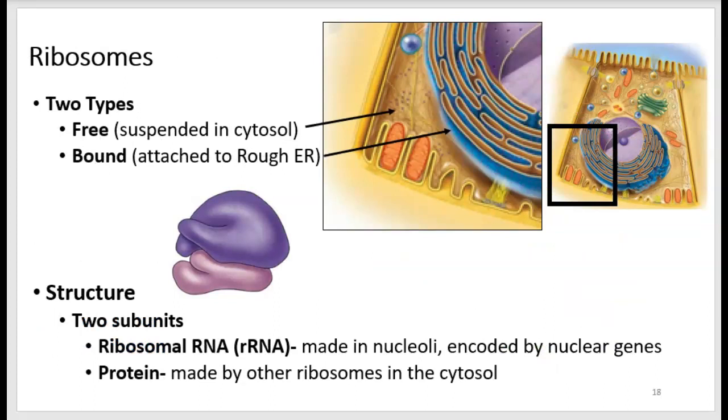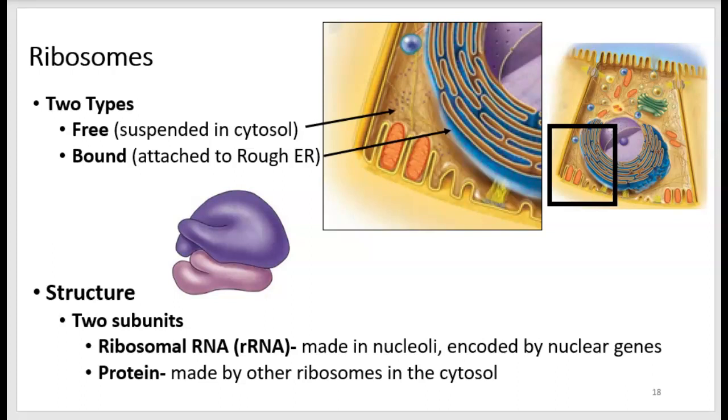Now let's look at the role of ribosomes, since they were involved with the rough ER. Ribosomes are an example of non-membrane bound organelles. And there are two types: free ribosomes that are suspended in the cytosol, and bound ribosomes that are attached to the rough ER. Both types have the same exact structure. They're both made up of two subunits. In this picture, one subunit is dark purple and the other subunit is like lilac or pink.